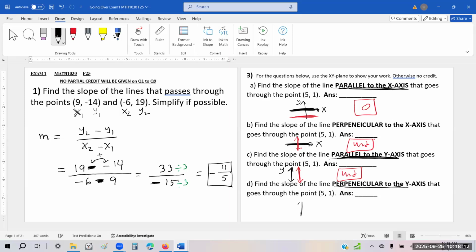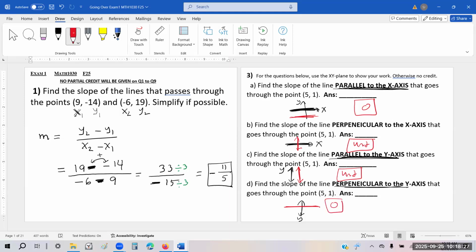Now lastly, perpendicular to the y-axis. So you draw your y-axis. This is your y-axis. Its perpendicular line has to be a horizontal line. And any horizontal line has a slope of 0. So you have a slope of 0 here.